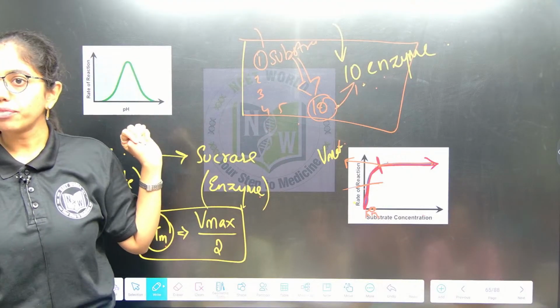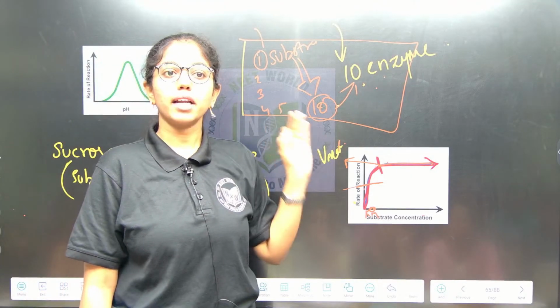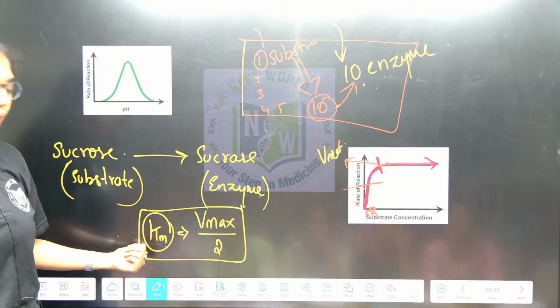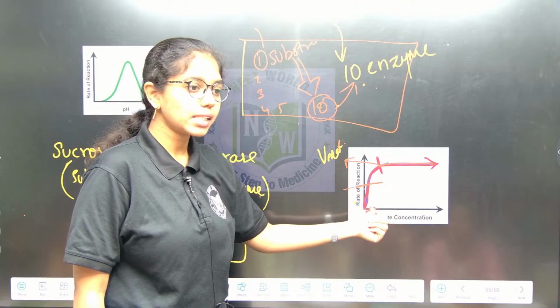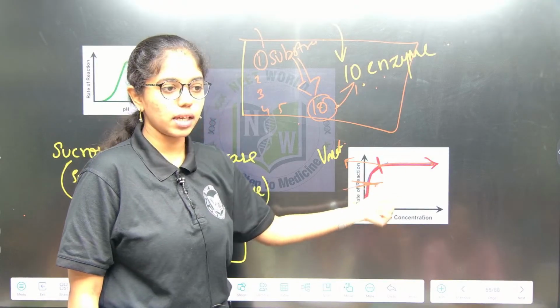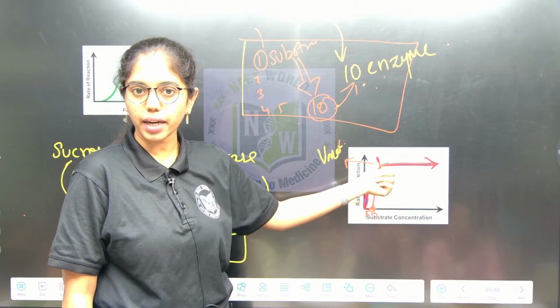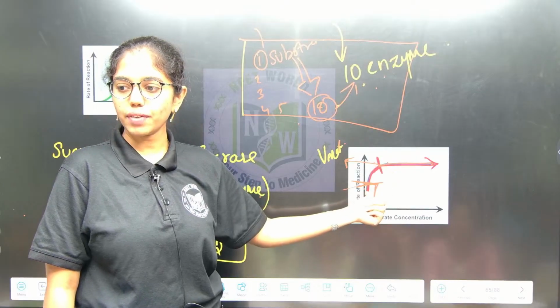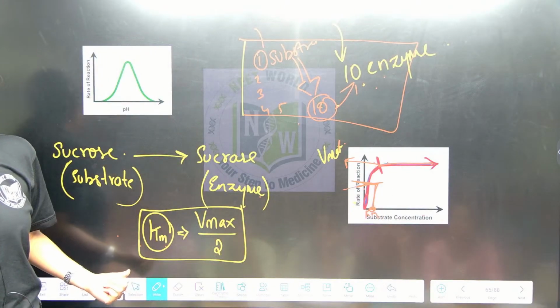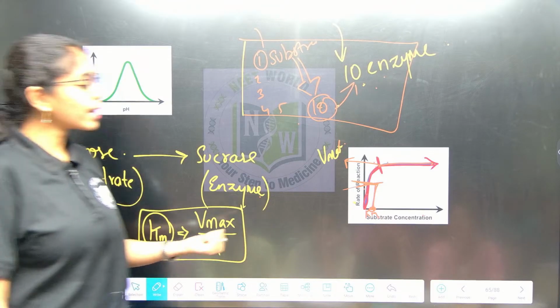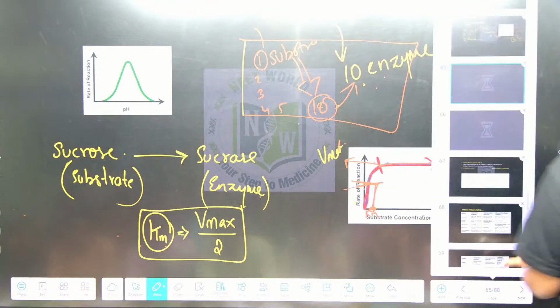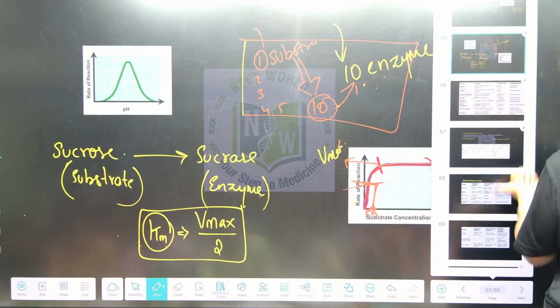The second point you have to know is about the Michaelis-Menten constant, which is known as Km. At this constant, what is achieved? Half of the Vmax is achieved. This is the maximum velocity, right? Half of Vmax is achieved at Km. Now you understood, everybody? Any doubts? Yes, so you are clear with the factors affecting the enzymatic activity.